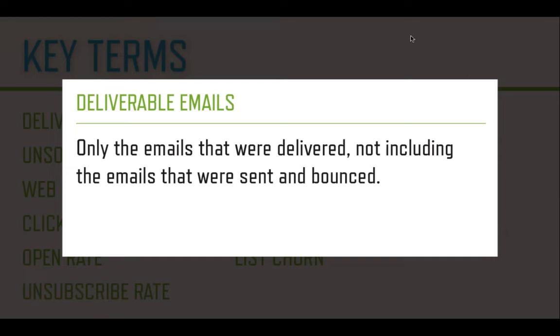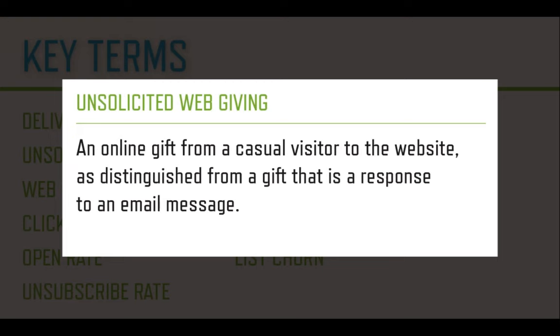So first, when we think about deliverable emails, you have a list that might say you have 5,000 people on that email list. Those 5,000 names are not necessarily always all delivered to. So what we will ask you sometimes is, tell us the emails that were delivered, not including those that were not sent inbound. So we want to know the ones that were actually delivered into the inboxes.